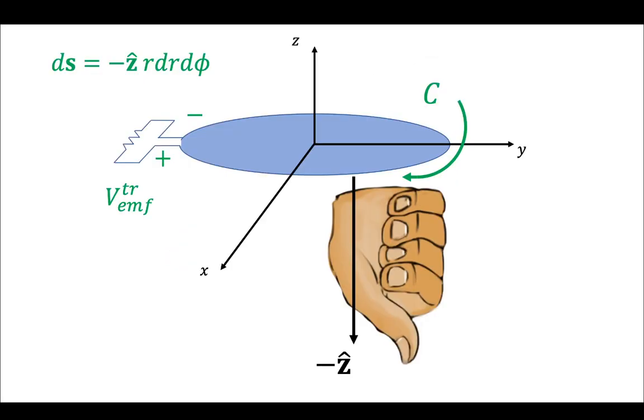So what if you chose a ds that was minus z r dr d phi? Well, in this case, your thumb would be pointed downward, the contour would be in the opposite direction, and we'll have a slightly different transformer EMF that goes from positive to negative, where the positive is on the bottom, where point 2 was. This is important because it will be used later in Lenz's law to determine polarity.